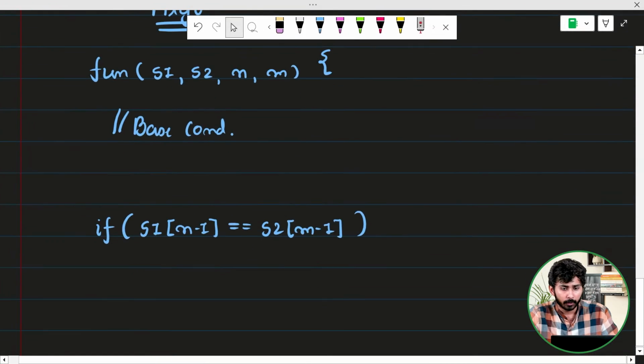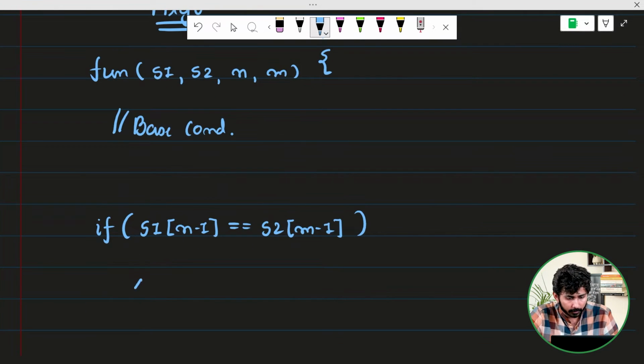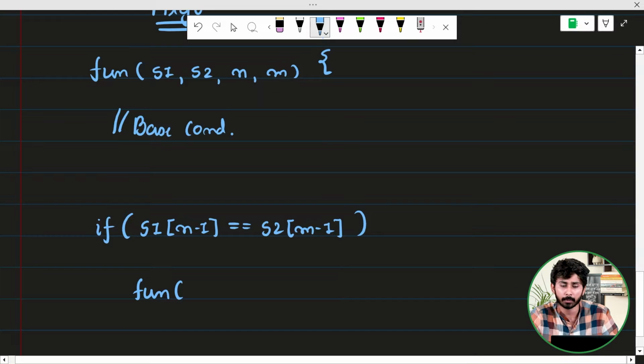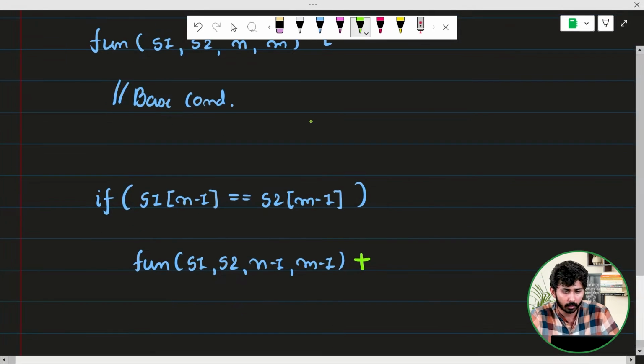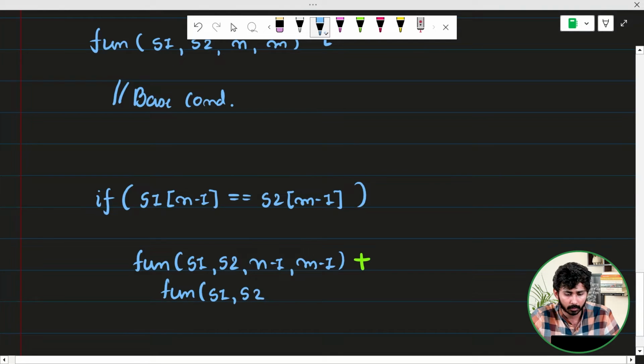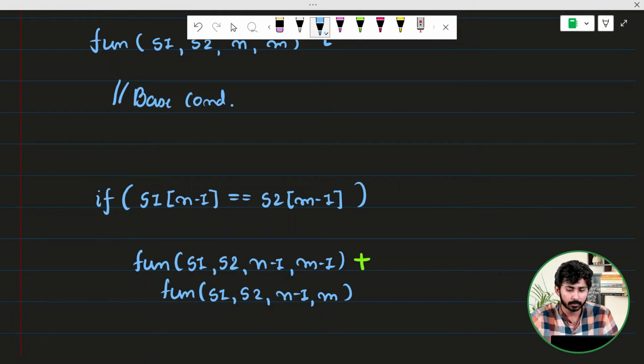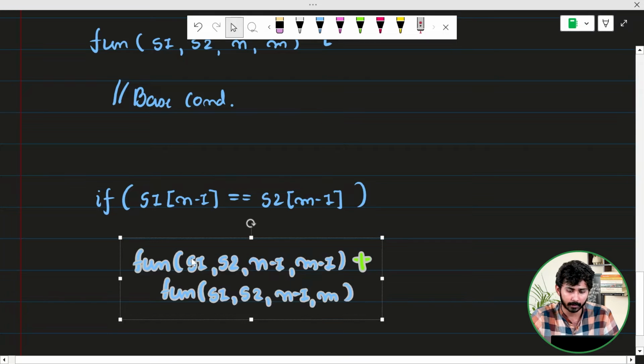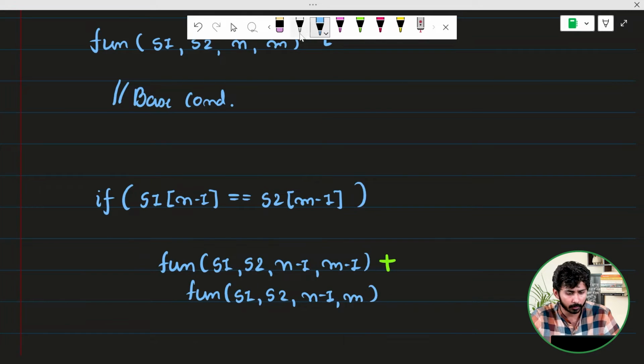So I'll make a function call here. I will discard both the last characters because they are matching. So S1, S2, discard the last character, and do the addition. Now for the other recursive call, I will discard only the last character of S1. So S1, S2, discarding the last character of S1. Although it is matching, I am finding all the subsequences. Now I will keep S2 as it is. So this is what I will get as an answer if the last character is matching. And this will return some integer value, and my target is to return the integer value here.